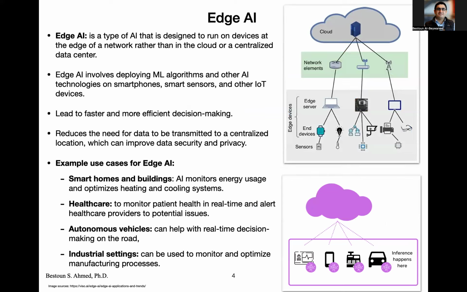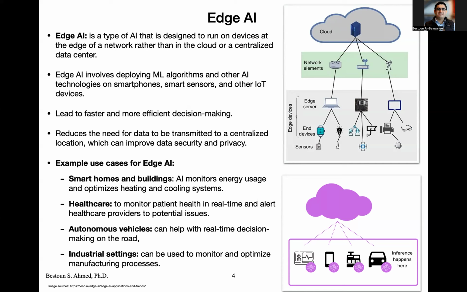So there's edge AI, which is also used for the integration with the larger system. Edge AI is basically AI that is designed to run on the edge device. This is like deploying machine learning algorithms and AI technologies on a smartphone, for example. So that is edge AI. This reduces the need for transmitting all the data to the cloud and coming back with the decision. Sometimes your internet is not good and so on, so that's a lot of latency.